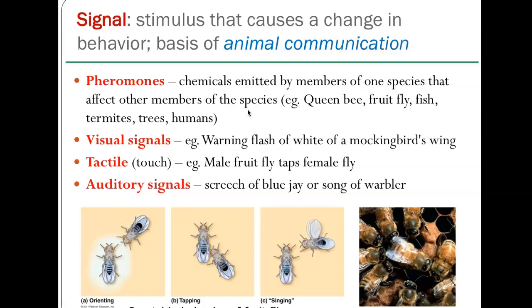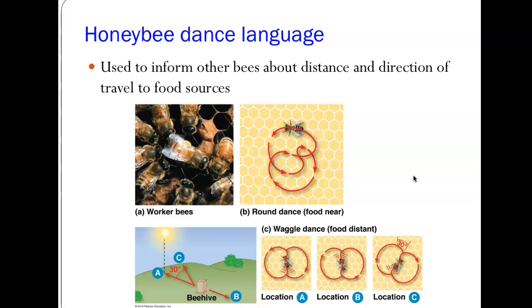Visual signals are going to help animals communicate. Tactile signals: a male fruit fly literally goes and taps the female on the back right there whenever he wants to mate, which I think is kind of funny. That's just part of his courtship behavior. But there's just all different ways to communicate.